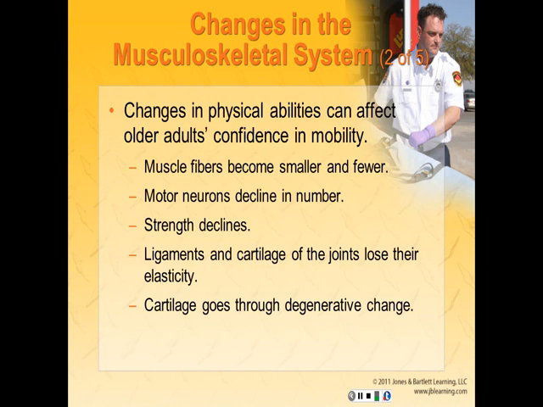Changes in physical abilities can affect an older person's confidence in their mobility. Muscle fibers become smaller and fewer, motor neurons decline in number, and strength declines. Ligaments and cartilage of the joints lose their elasticity, and cartilage goes through degenerative changes. The stooped posture of an older person comes from atrophy of the supporting structures of the body. 2 of every 3 older patients will show some degree of kyphosis.